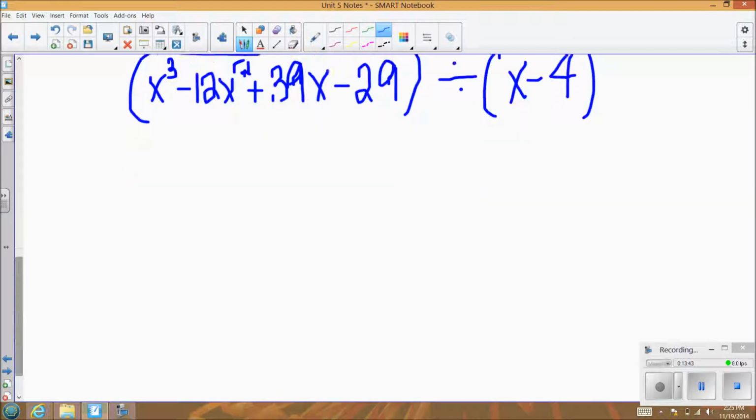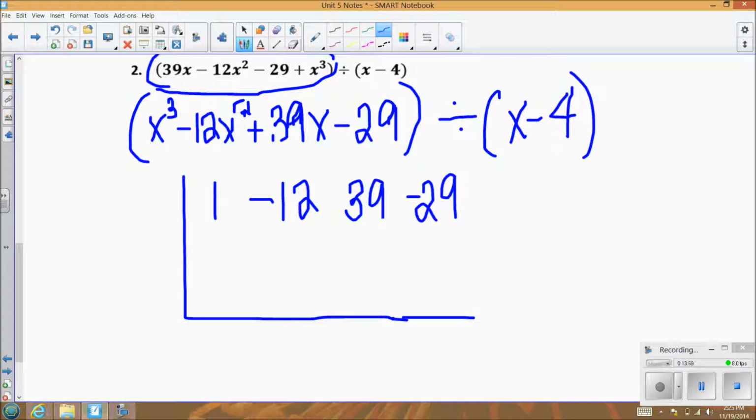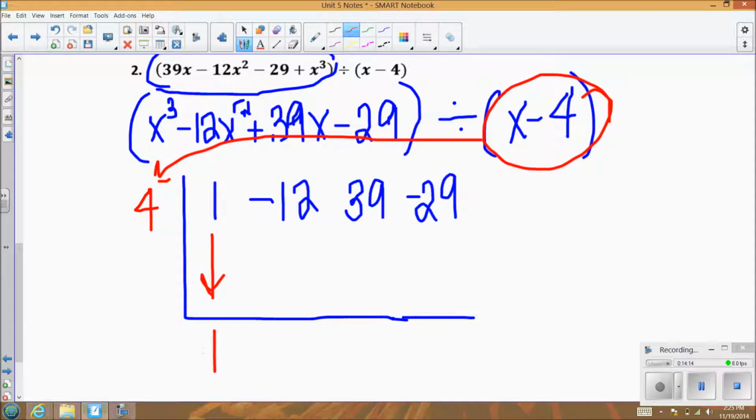So I put it in standard form, so that way when I go to my graphic organizer here, I have 1, negative 12, 39, negative 29. I don't need to insert any zeros because I start with a degree 3 and I have all of the terms in decreasing order. So then I have this term here is going to come out in front with the opposite sign. I'm going to carry down the 1, multiply, add vertically, so I get negative 8.